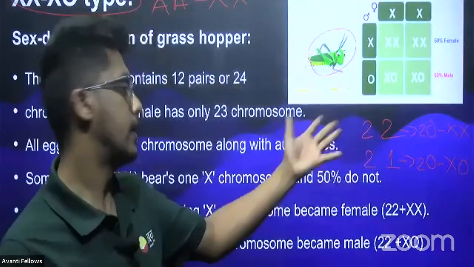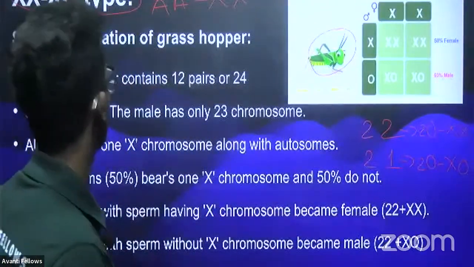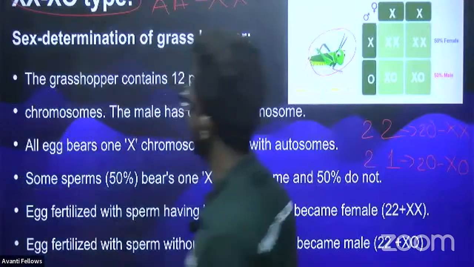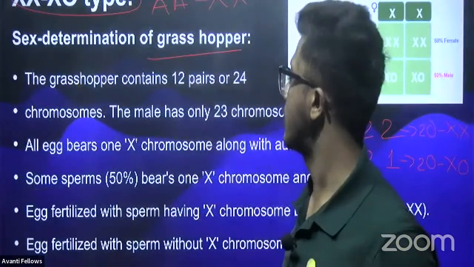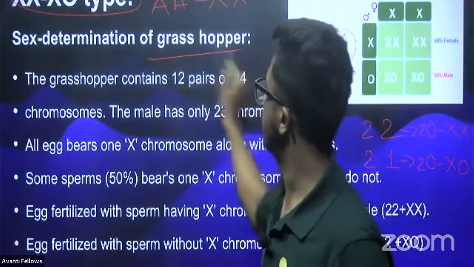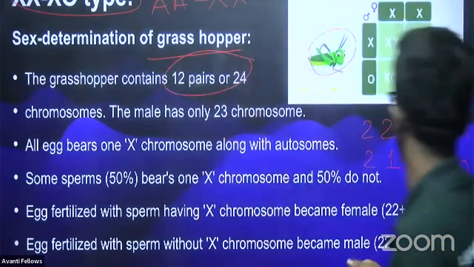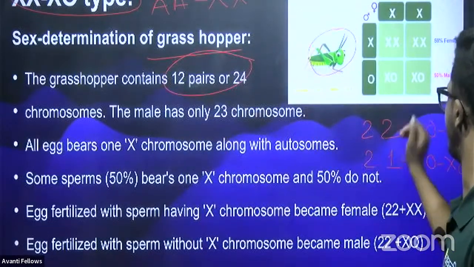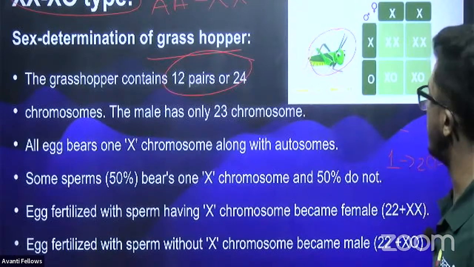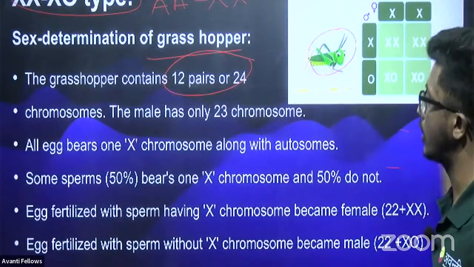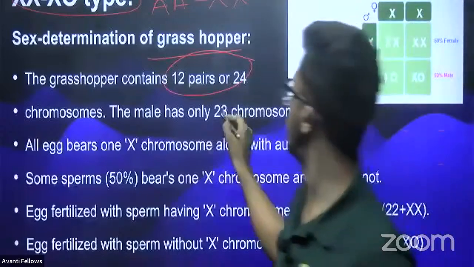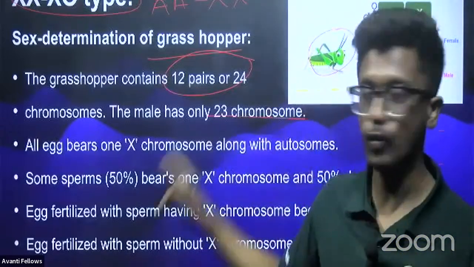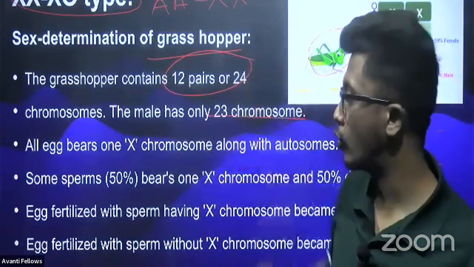So that is how it is. So XX-XO, this type of sex determination is seen in grasshopper. So the grasshopper contains 12 pairs. Sorry, it's already given here, 12 pairs. I told 22, I took it as an example. So anyway, it has 12 pairs, that is 24 chromosomes. Got it, no? So male has only 23 chromosomes. Male has 23 chromosomes, whereas female has 24 chromosomes.